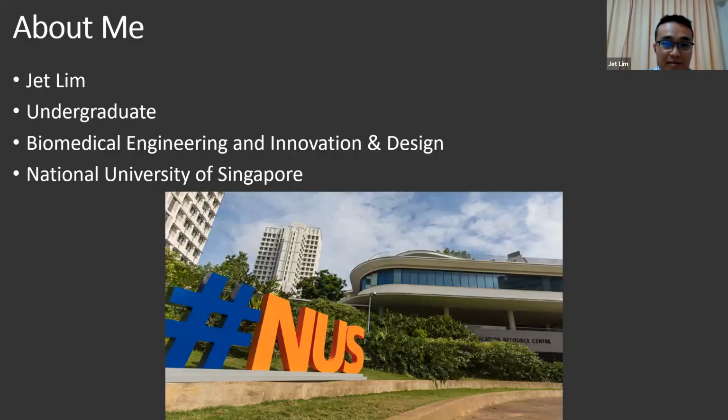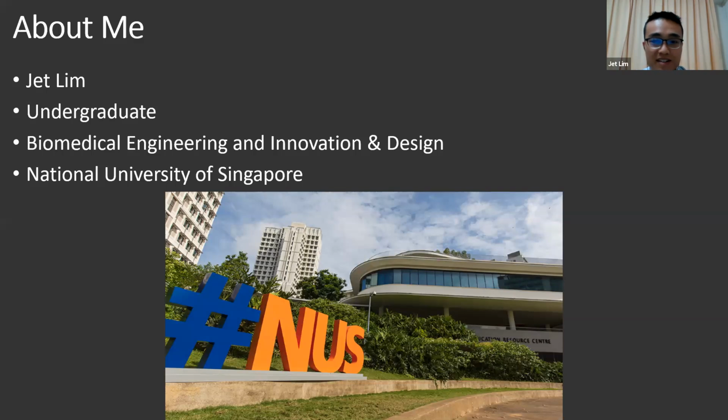My name is Jet Lim, and I'm an undergraduate student pursuing my education of biomedical engineering with a second major in innovation and design at the National University of Singapore. As I transition into my second year, during this summer break, I've been researching, studying, and following the COVID-19 pandemic for the past few months.